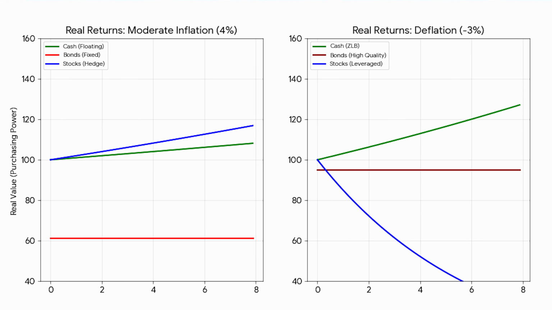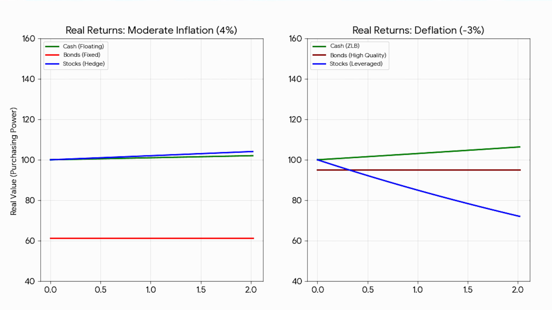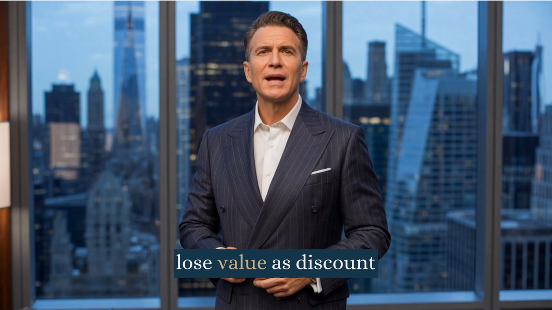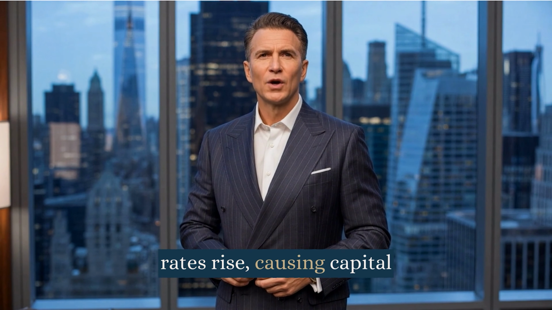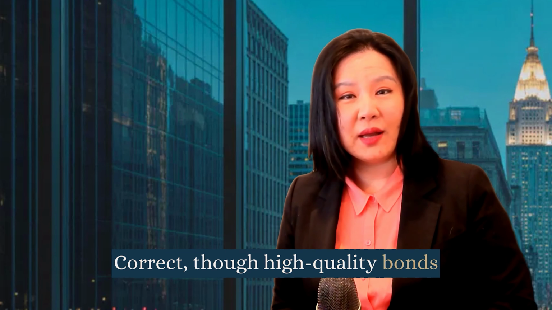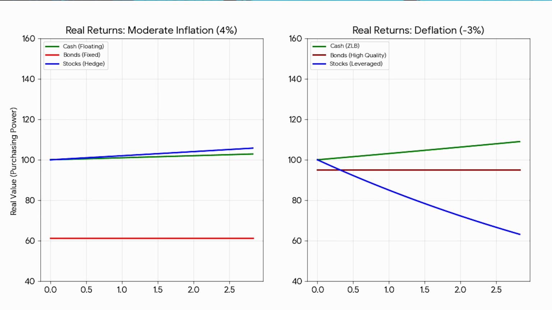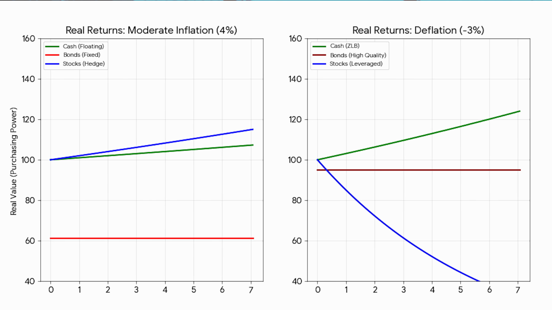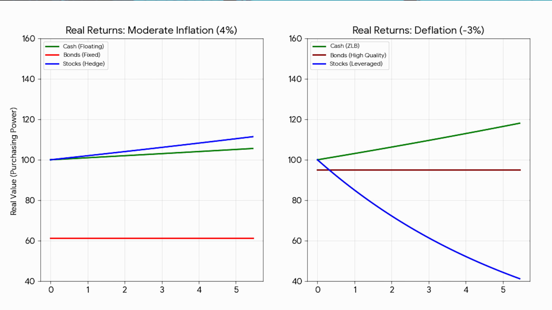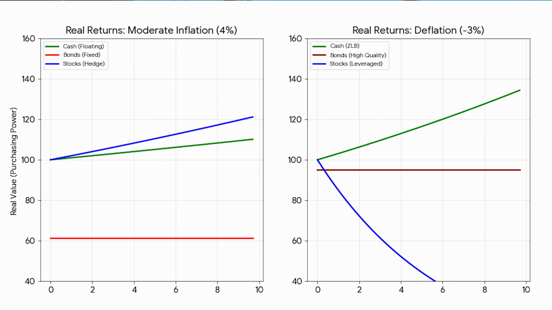But bonds are a different story. They're the moderate losers when inflation heats up because those fixed coupons lose value as discount rates rise, causing capital losses. Correct. Though high-quality bonds become winners in persistent deflation because the purchasing power of those fixed flows increases, even if credit risk spikes for lower quality debt.